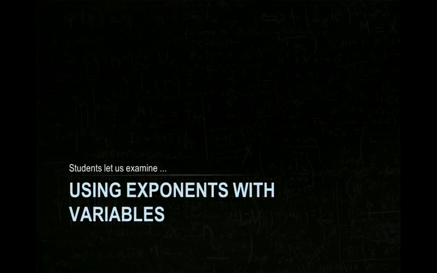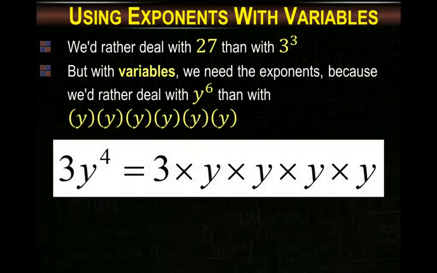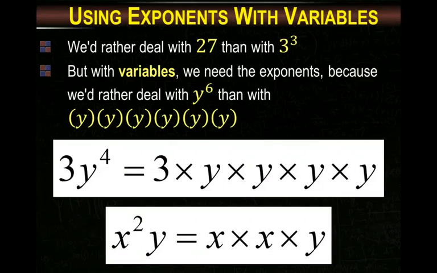Okay, so now that we have variables, we'll build that into the whole exponents thing. Okay, let's take a look. Rather than deal with 27, it's easier to write 3 to the power of 3. But we can do the same thing with variables. We can say y to the power of 6, which really means y multiplied by itself 6 times. We can also get even more complicated. We can do this, 3y^4, or 3 times y to the power of 4.